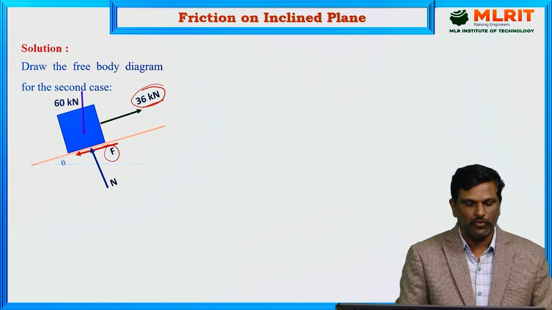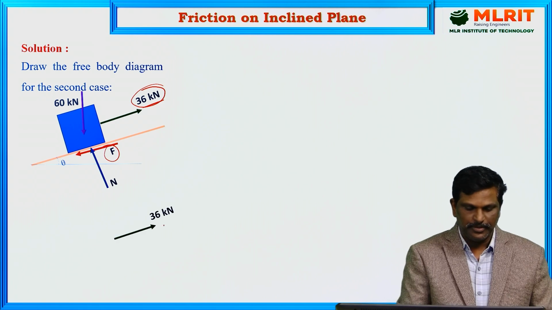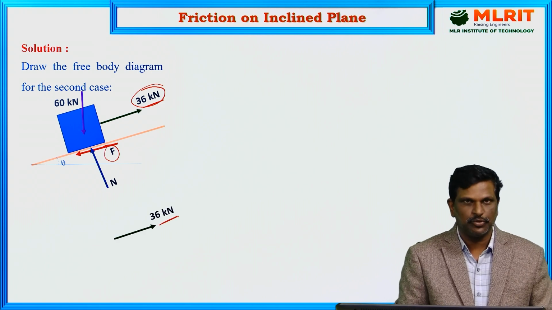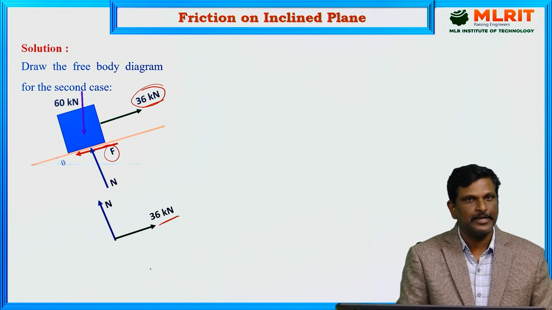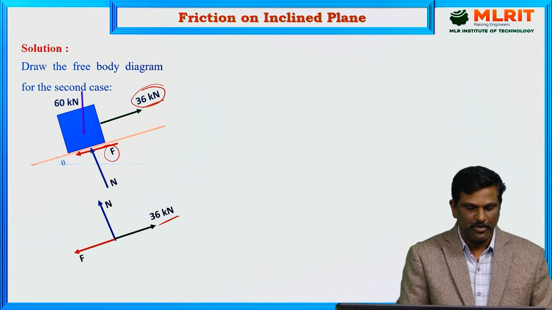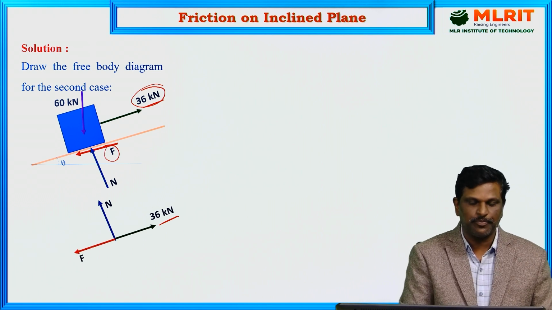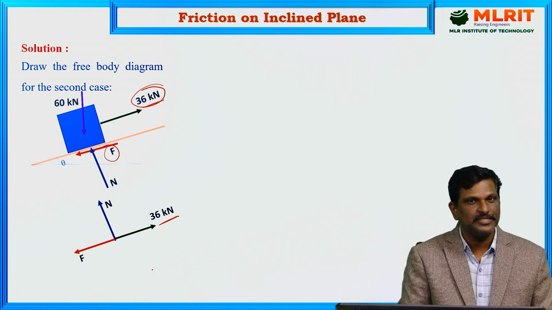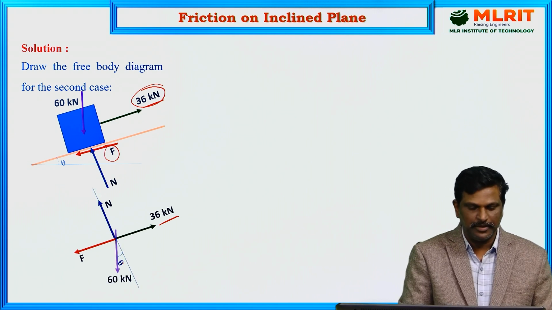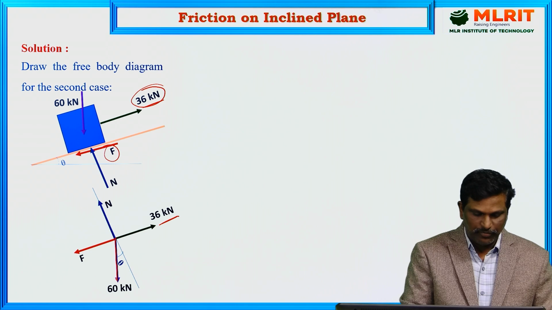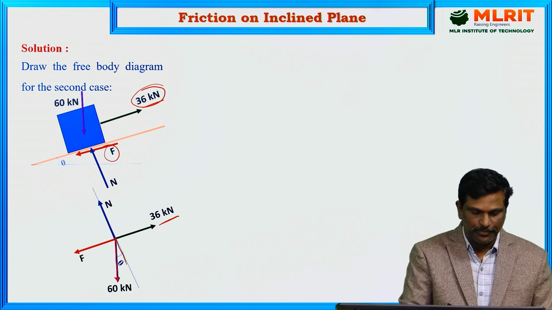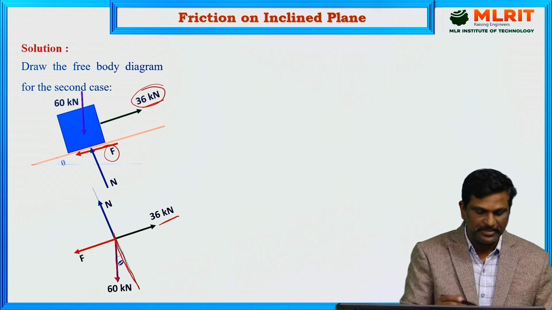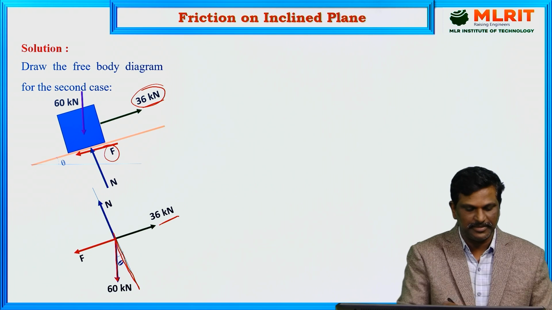Now draw the force diagram. 36 kilonewton force parallel to plane. Normal reaction perpendicular to plane. Friction is parallel to plane in downward direction, and weight always acts vertically downwards, and here it is acting vertically downwards, but its inclination with the normal to the plane is theta.